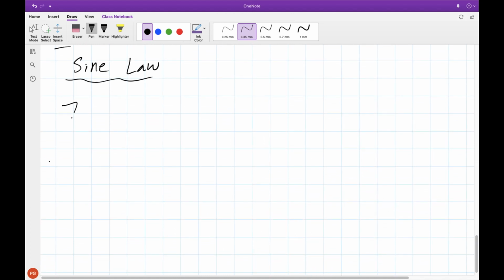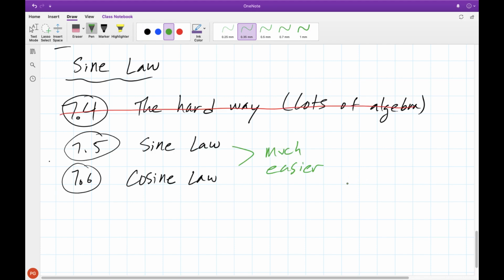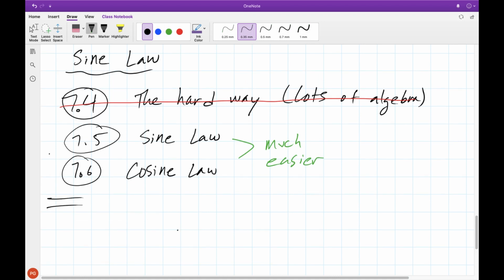If we look at the book, we're actually going to be skipping over most of 7.4. 7.4 solves these problems the hard way. There's lots of algebra, and there's a much better way of doing this. In 7.5 and 7.6, we're going to be solving these types of questions in a much easier way that avoids a lot of the algebra headache that you get from 7.4. Once we finish this, you're welcome to go back and use your new knowledge to solve the questions in 7.4. You're not missing out on anything. We're just skipping over the hard way of doing it. Today we're going to be talking about the sine law.